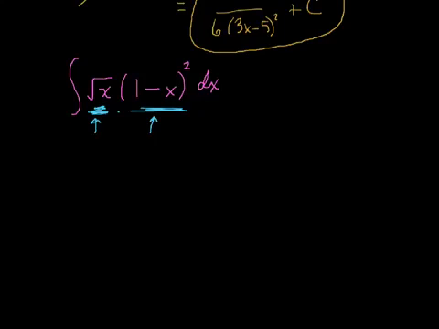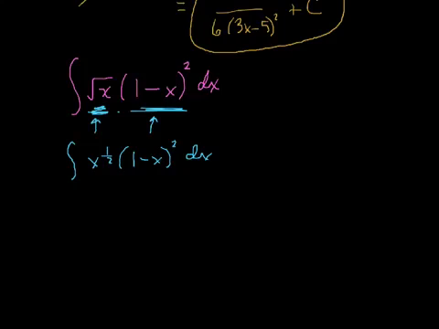I keep hitting buttons. Okay, so in cleanup, here's what you're going to have to do. First of all, we don't work with radicals, so I'm going to change that to x to the 1/2 power. Then I have 1 minus x squared dx. Okay, it's not great, but that's what we're going to do right now.